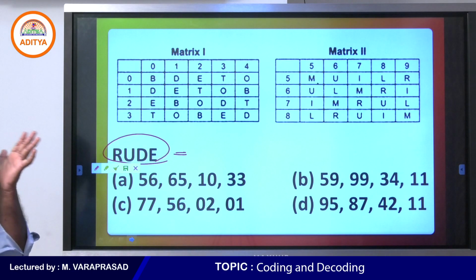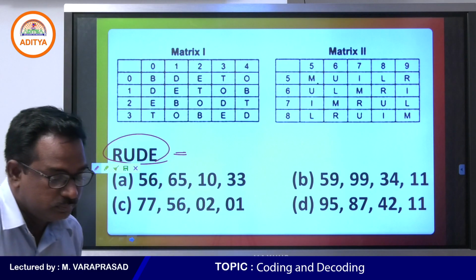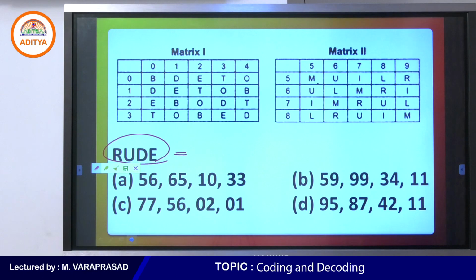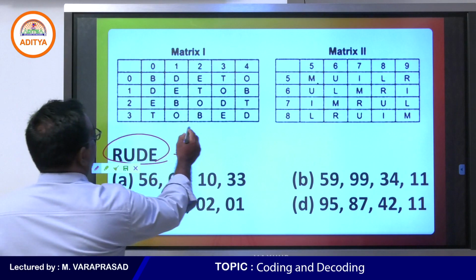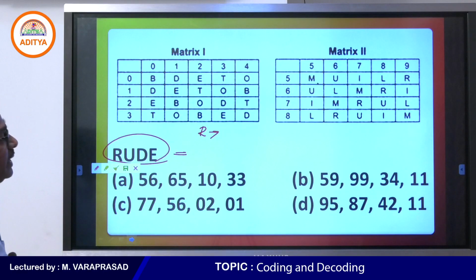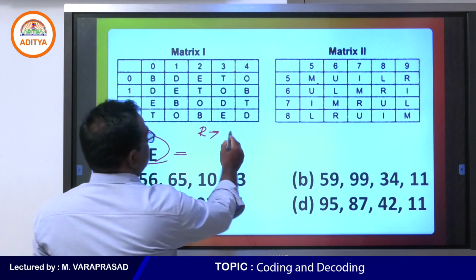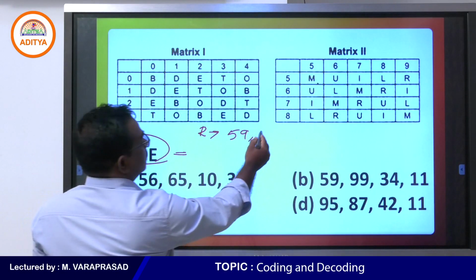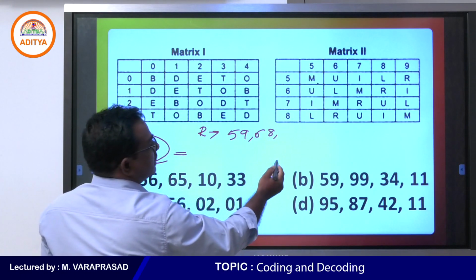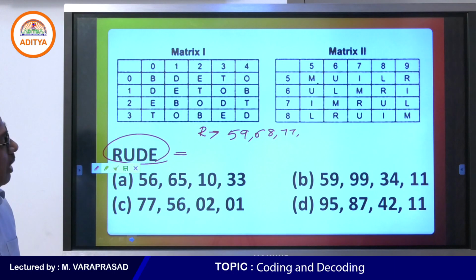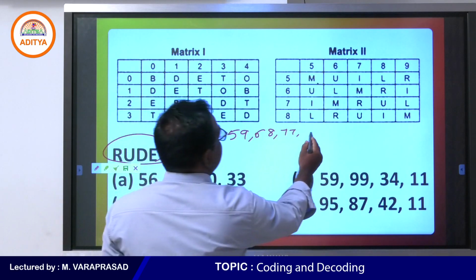So what answer will you be getting? Road. How will you represent Road? R can be written in how many ways? 59 is the first one. Second one, R 68. Third one, R 77. Next one, R 86.